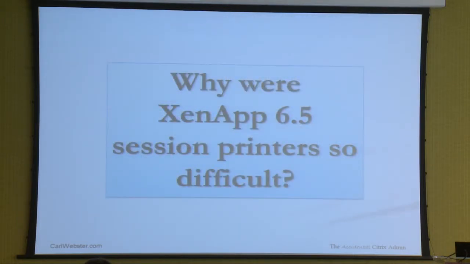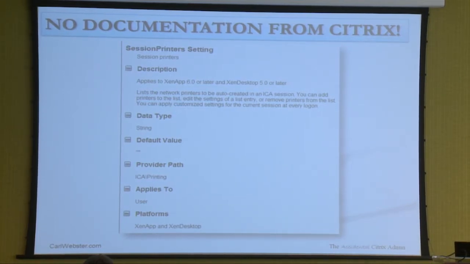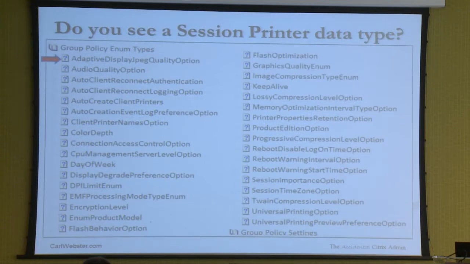So why was it so difficult? No documentation from Citrix. Thank you very much, Citrix. No documentation. That's it. That's all the documentation on session printers. And do you see a session printer data type? They came out with all these enum types. You see a session printer one?